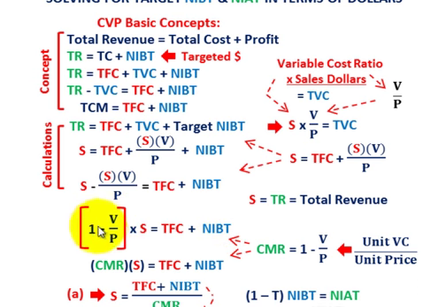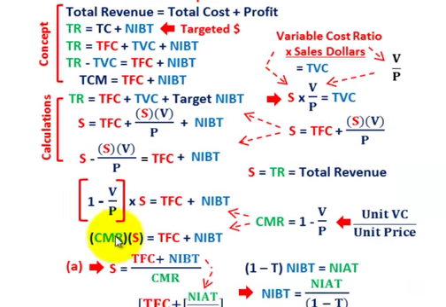So we can further define this 1 minus V over P, and we're going to call that our contribution margin ratio. Okay, so that's what we're going to call it. And looking at it in these terms, a contribution margin ratio equals 1 minus the unit variable cost divided by the price. That's our CMR, our contribution margin ratio. Again, unit variable cost divided by the unit price, and we subtract that from 1. We factored it out here.